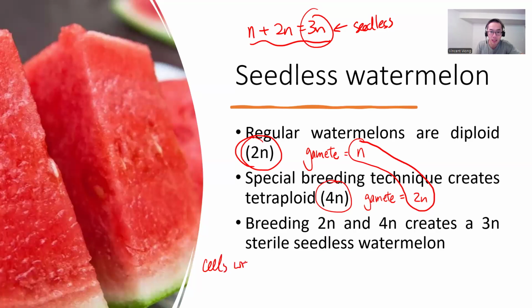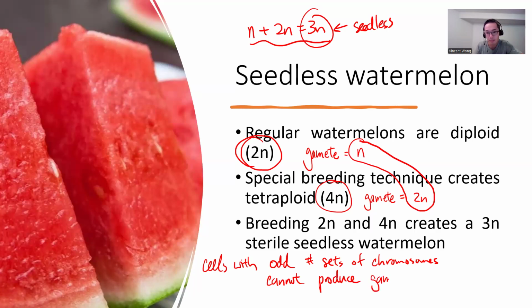cells with an odd number set of chromosomes cannot produce gametes. Okay, so no gametes means no sexual reproduction, no seeds. Are we together?